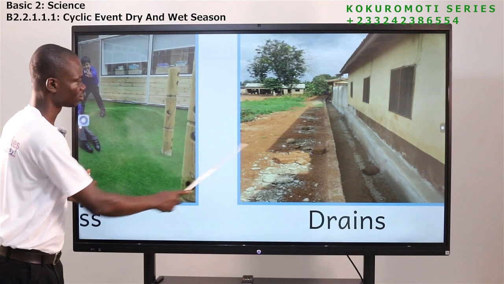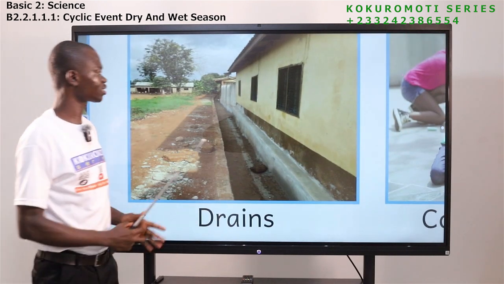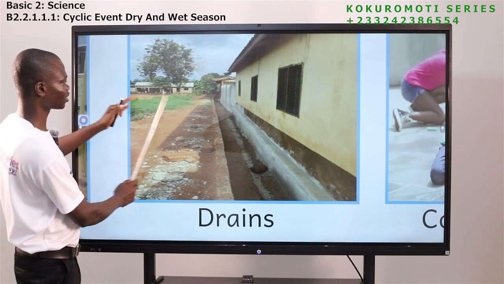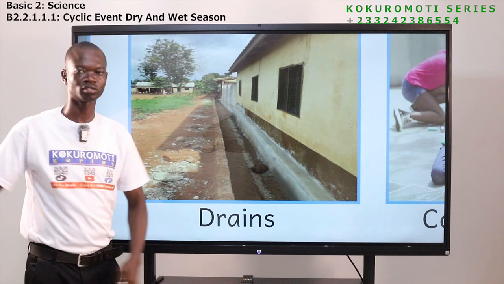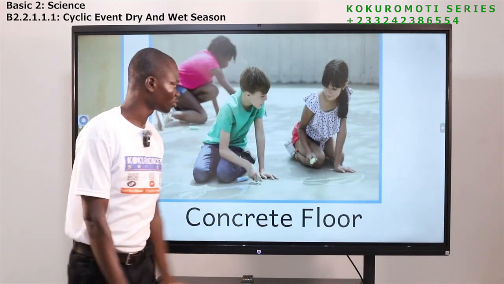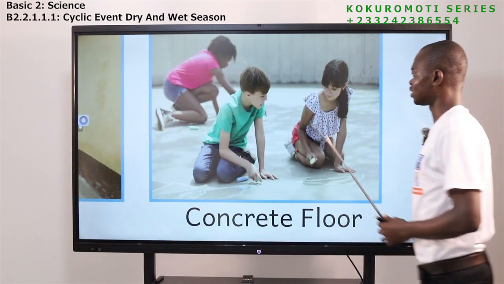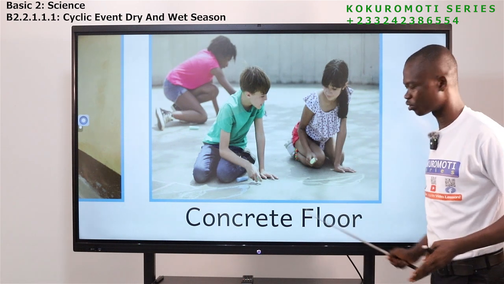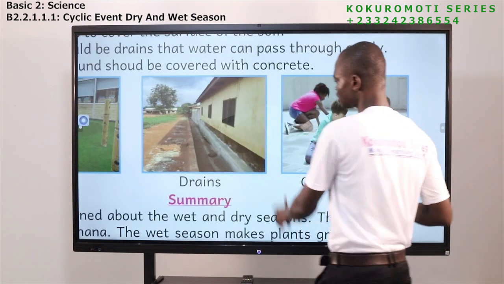Now the next one is what? Drains. This is the drain. So when it rains, the rainwater will just pass through. It will not fill these parts of the compound. It just passes through and goes away. The next one is the concrete floor. Look at the children, they are playing. It has rained, but they are still playing because the floor is what? It's cemented. So if you have a concrete floor, it will prevent what? Muddy grounds during the rainy season.